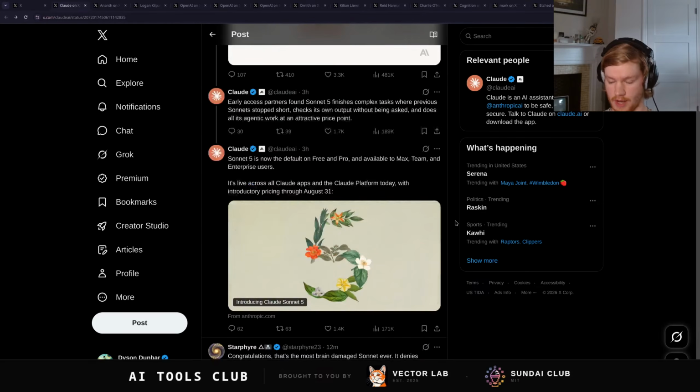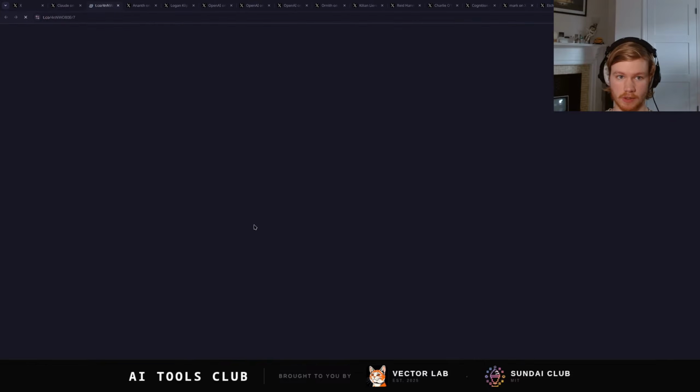And then I believe they also have an initial discount for this model. Normally Sonnet is $15 per million output tokens, but it's 33% off, so it's $10 per million output tokens. And I think the same pricing applies to the input tokens and the cache tokens as well.